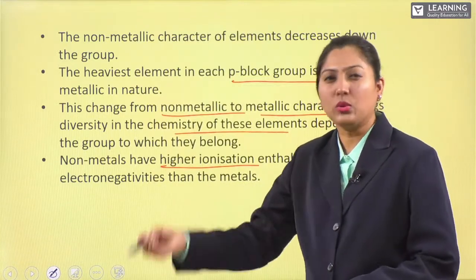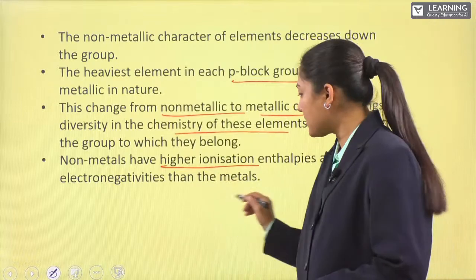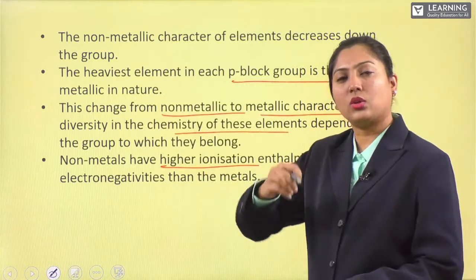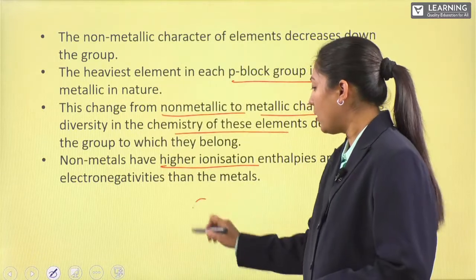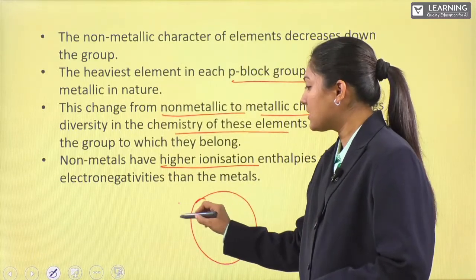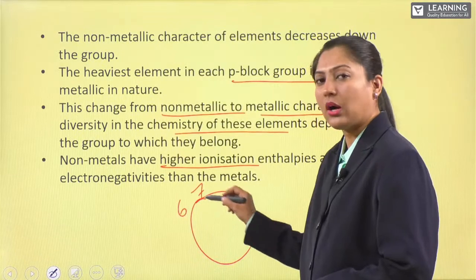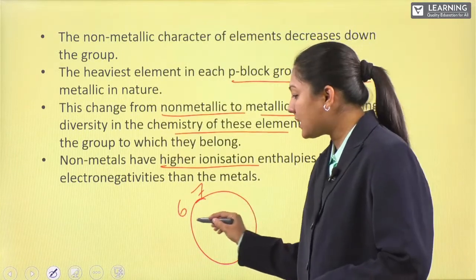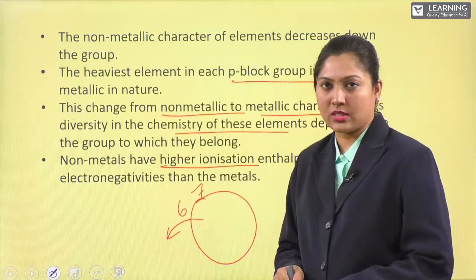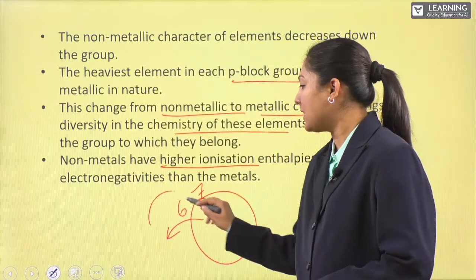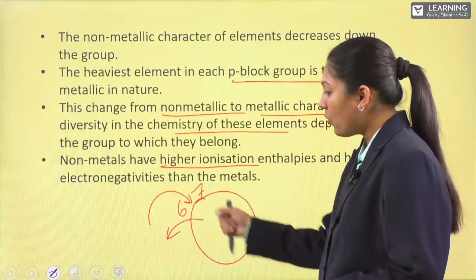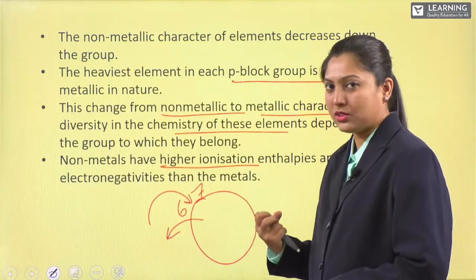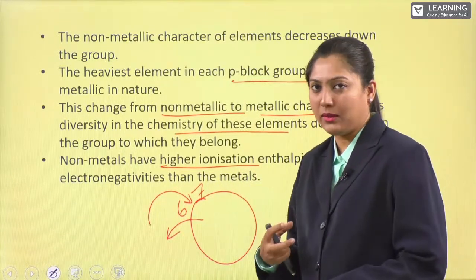That means they cannot lose the electrons easily. Ionization enthalpy means energy required to take out the outermost electron, right? So here, when non-metals are having 6 or 7 electrons in the outermost shell, they cannot easily lose these electrons. Instead, they can easily gain 1 or 2 electrons. Listen, to gain 1 or 2 electrons, you require some energy. To lose electron, you require some energy.